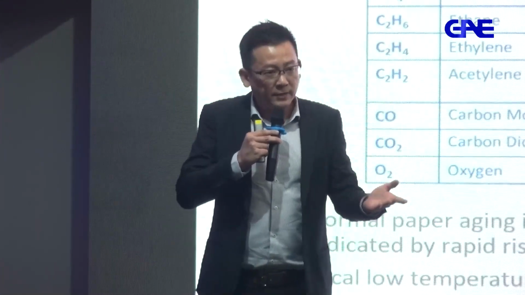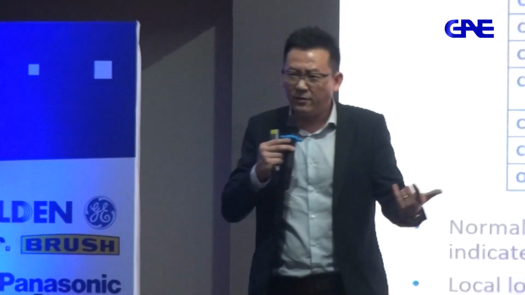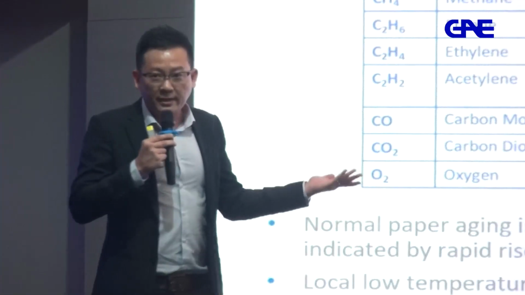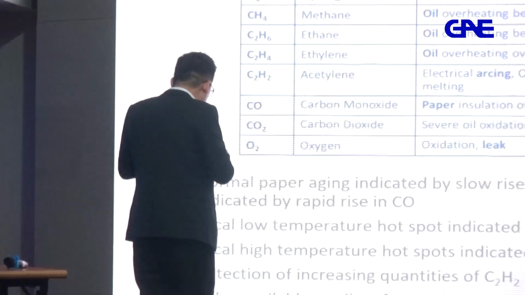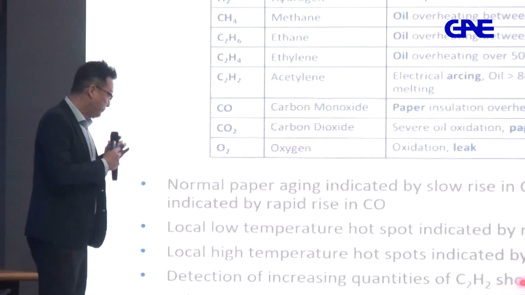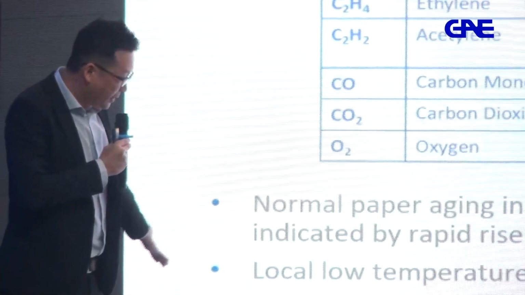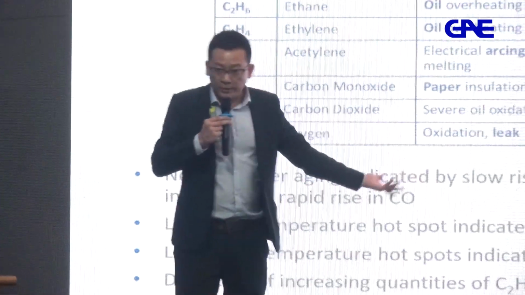When the transformer is loaded at 50%, 60%, 75%, heat will be generated, so all these gases will be produced. Next thing, C2H4, ethylene, whereas detection of an increasing quantity of acetylene shows arcing occurring within the transformer.